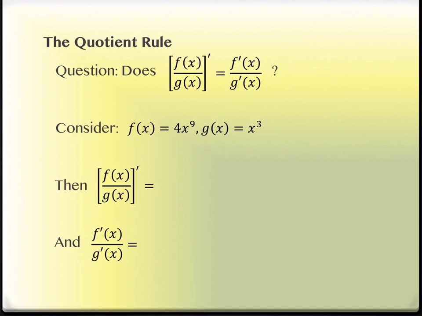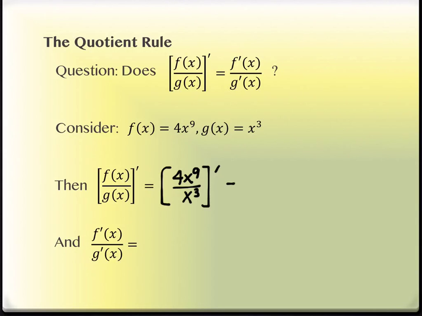Quotient rule. We're going to go through the quotient rule much like we did the product rule. It would be awfully nice if I could just take the quotient at the top, take the quotient at the bottom, and divide them. That would be wonderful. And so we're going to explore whether or not that works. We're going to use the same functions that we did before, 4x to the 9th and x cubed. And we're going to do them the left-hand side and the right-hand side. So the left-hand side says I should take 4x to the 9th divided by x cubed. And I should divide them first and then take the derivative second.